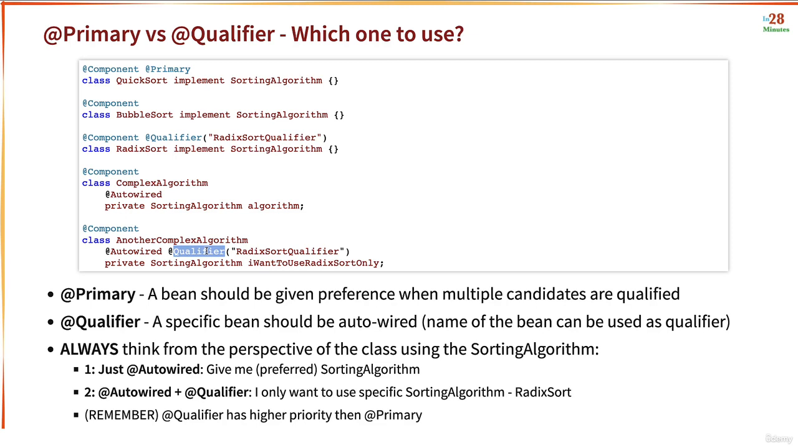One very, very important thing to remember is that if you don't have a qualifier annotation on this, for example, @Qualifier("RadixSortQualifier"), if it's not present in here, then you can use the name of the bean as the qualifier as well. So if this @Qualifier annotation was not present in here, I can say @Qualifier("radixSort") with a small r. The name of the bean would be radixSort with a small r. So you can use that in here to auto-wire the bean in as well.